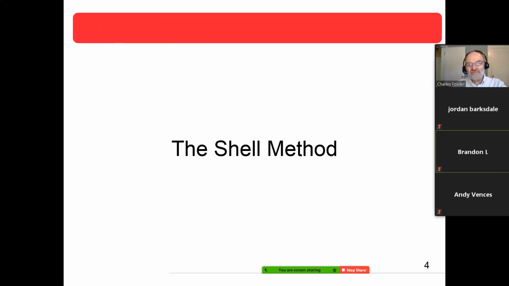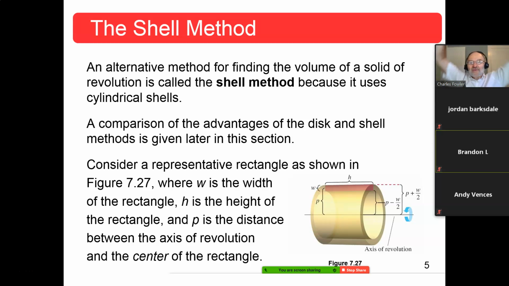So what in the world is the shell method? Now I really don't care too much for their approach here. It's okay, but it's a lot of words and it seems like it could be made simpler. An alternative method for finding the volume of a solid of revolution is called the shell method because it uses cylindrical shells. A comparison of the advantages of the disk method and the shell method is given basically toward the end of the section.